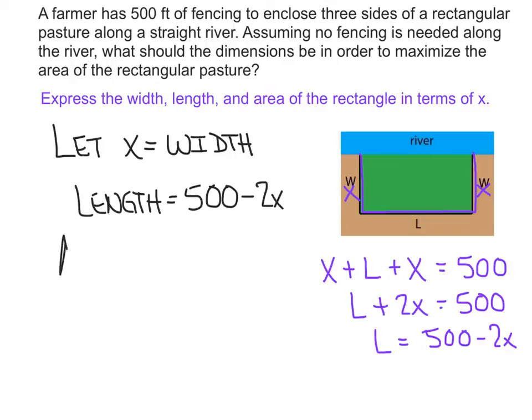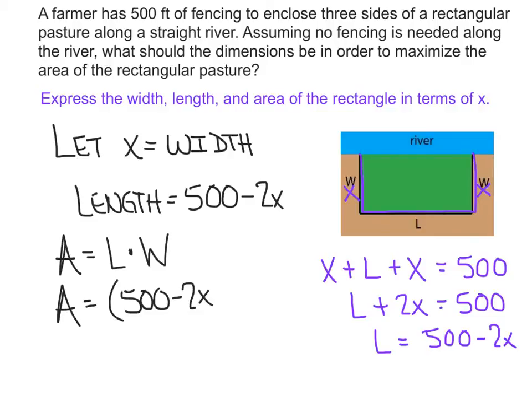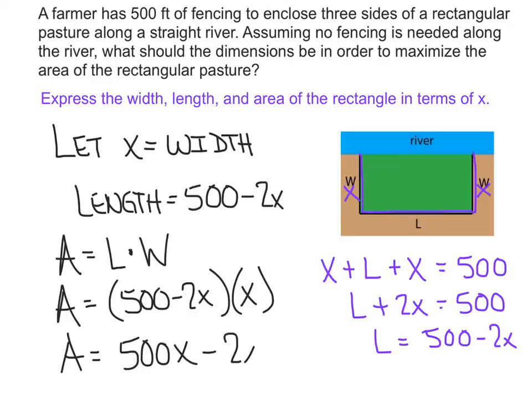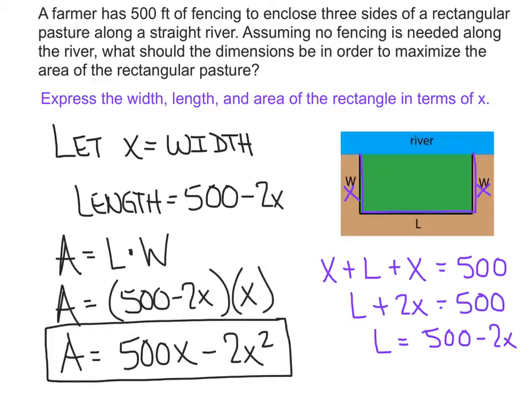Now, of course, area is going to be length times the width. So we could say area is going to be 500 minus 2x times the x. And we could distribute that x and make it 500x minus 2x squared. And that's one beautiful expression right there.